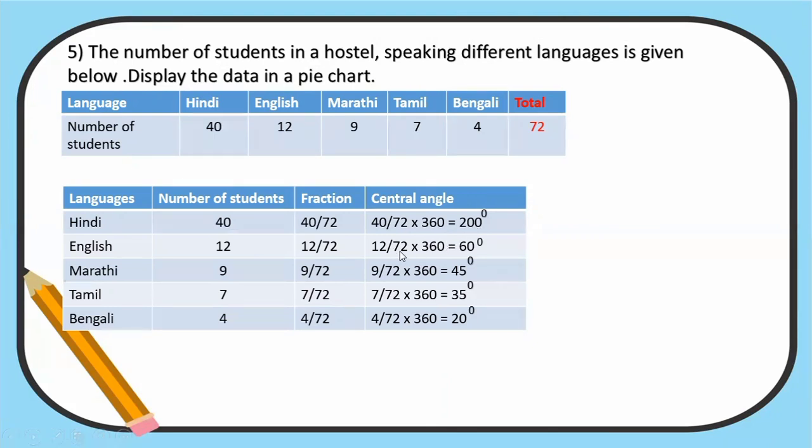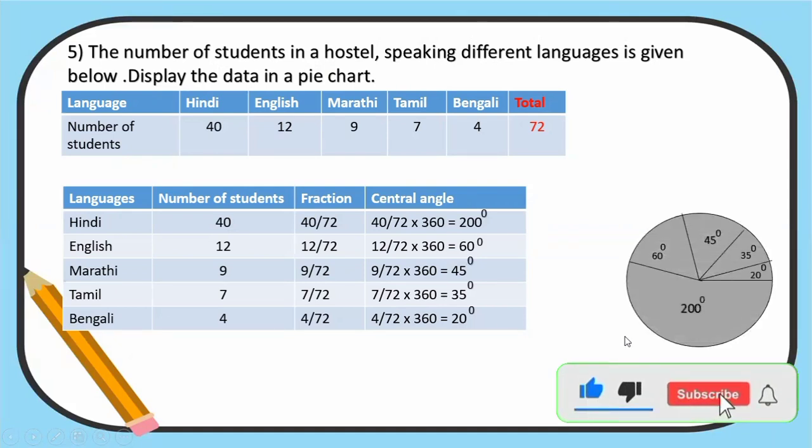Then 12 divided by 72 into 360 is 60 degrees. 9 divided by 72 into 360 is 45 degrees. Then 7 divided by 72 into 360 is 35 degrees. And for Bengali, 4 by 72 into 360 is 20 degrees.